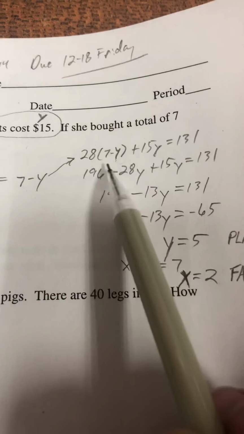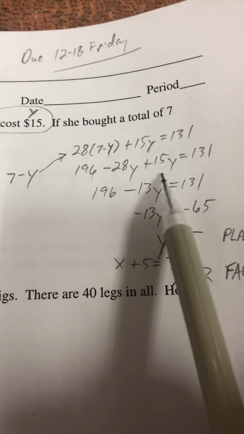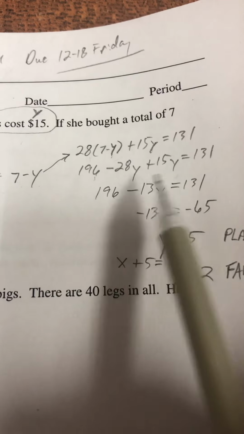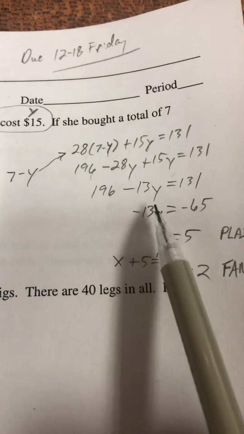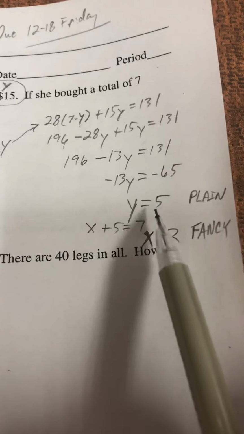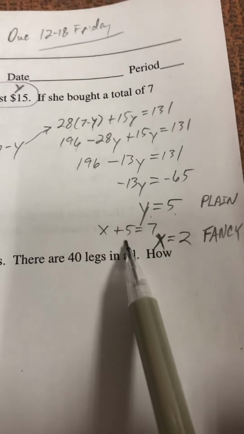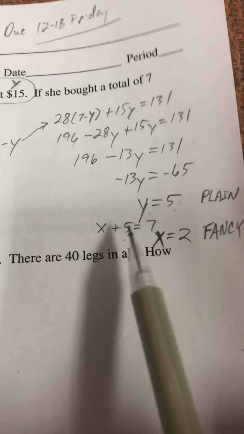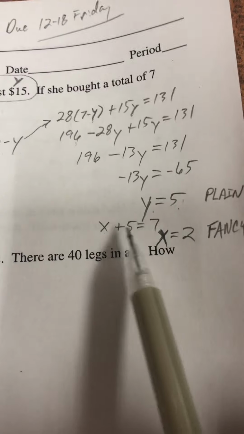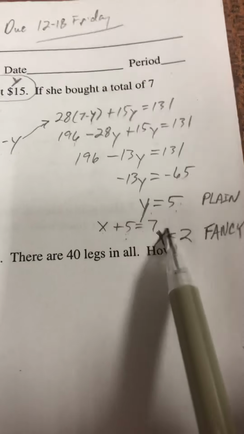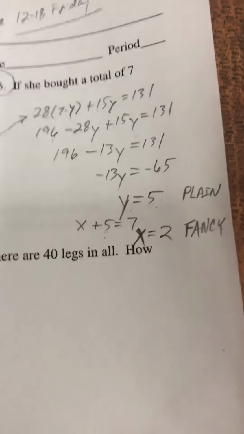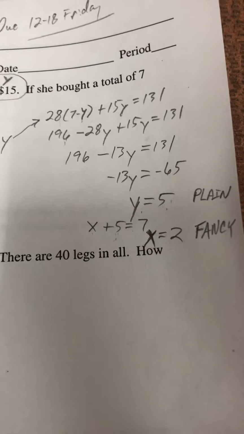And then I just use the distributive property, and I end up putting my y's together, combining like terms, isolating the variable. I get y equals 5. I'm going to put this into the easier problem now, the 5 into the y place, and so I have x plus 5 equals 7. If I subtract 5 from both sides, I get x equals 2. So I have 5 plain and 2 fancy shirts. That's how you get that answer.